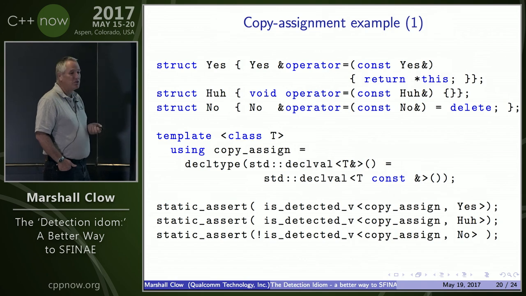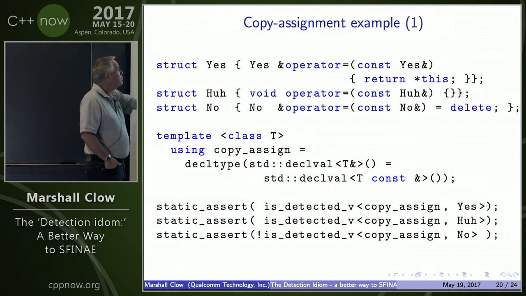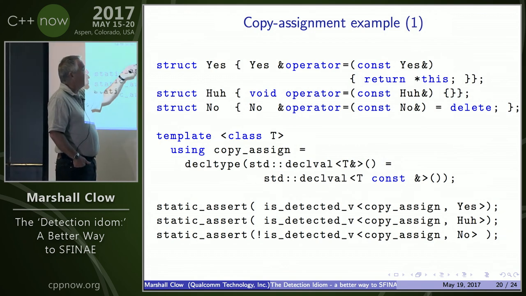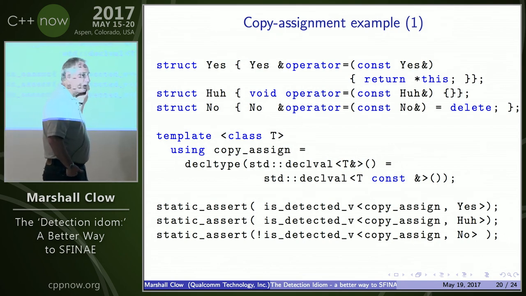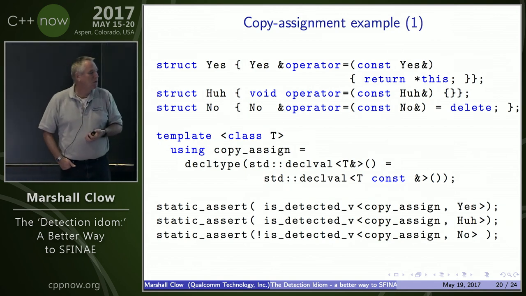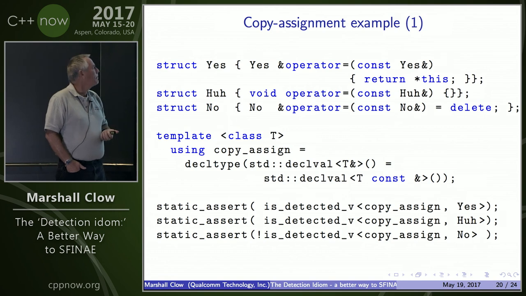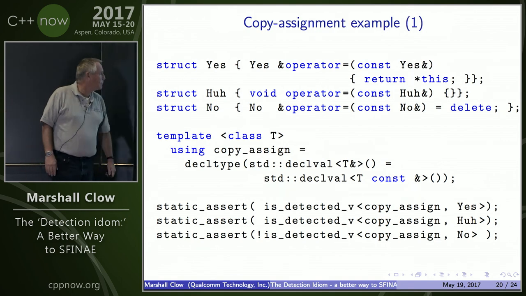In this case, hey, my static asserts fit on one line. So copy assign gives me a T ref, and Yes, it succeeds, and No, it fails, and Huh also succeeds, because you can actually assign a const Huh ref to a Huh ref. It just gives you a weird type. Void is a perfectly fine type. The type of this expression is void, which is odd, but not illegal. It just means that if you have a bunch of Huhs, you can't say A equals B equals C equals D, because the compiler will yammer at you.